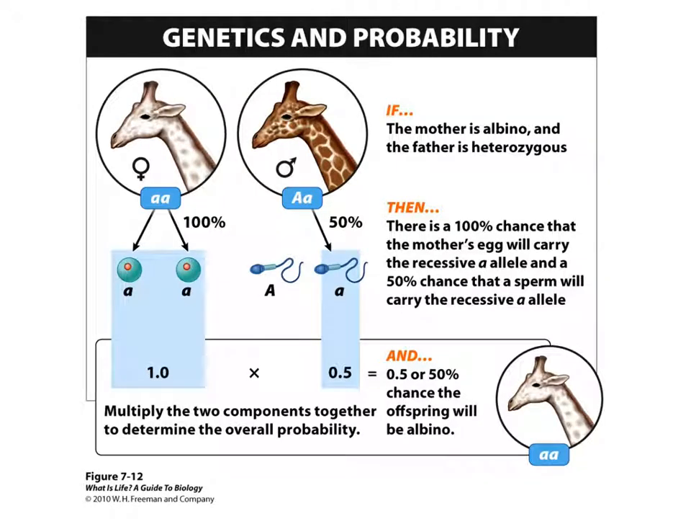Here's another picture of that scenario. The mother giraffe is albino, so there's a 100% chance of her producing eggs with little a's. The father is heterozygous. There's only a 50% chance of him producing a gamete with little a. We multiply those chances or probabilities together, and we see that there's a 50% chance that offspring will be albino.